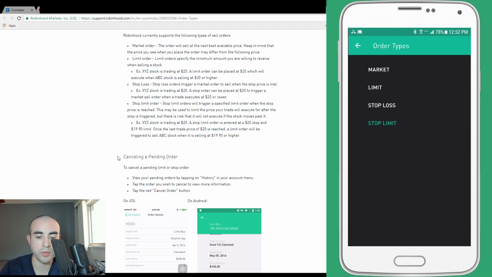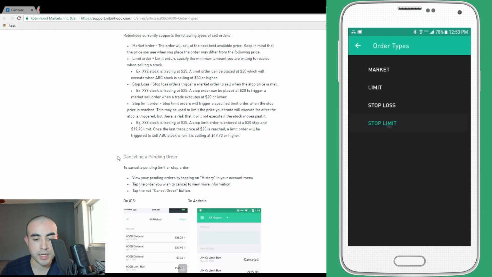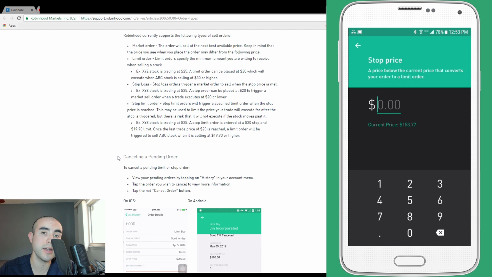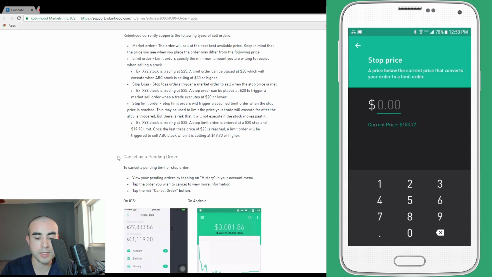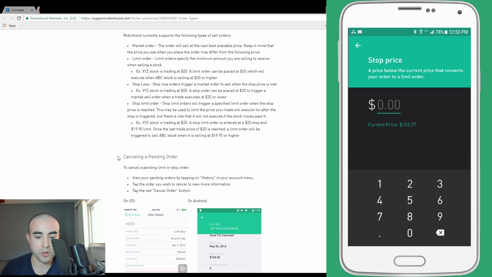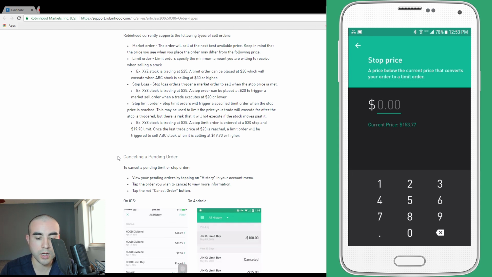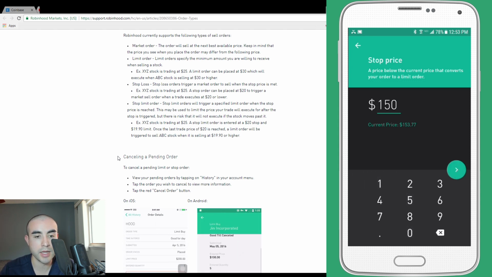Okay, so basically again, this last one is an if-then transaction. So let's go back to our example here of QQQ. You go to order types and you click on the last one, stop limit. Again, this is an if-then transaction when it comes to selling. As you can see, the current price of this ETF is $153.77. So let's say, if this ETF drops down to $150, that's my stop.